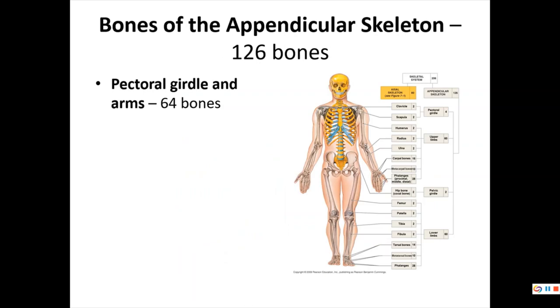Now, as we go into appendicular, we've left our axial skeleton, and we're now going into the appendicular bones. Remember, there's 126 appendicular bones. Today, we're going to focus on the pectoral girdle and arms. That'd be 64 bones. How is it so many? It's a two for the price of one deal on these bones, okay?